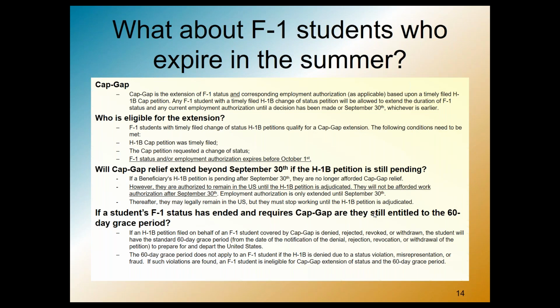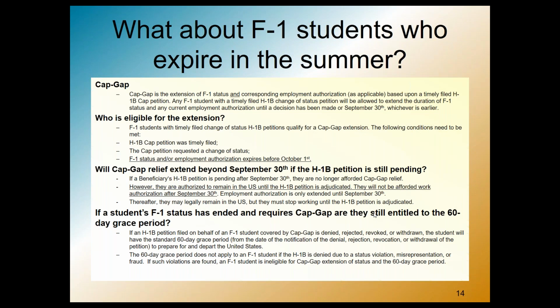So there are situations, and we faced it last year without premium, where you might not have approvals before September 30th. What happens is, as of October 1st, if the case is still pending because of an RFE or if it's still in process, the beneficiary is not afforded CAP gap relief. However, they are authorized to remain in the U.S. until the H-1B is adjudicated. They will not have work authorization afforded to them after September 30th, though. Employment authorization is only extended until September 30th. They can legally remain in the U.S. while the petition is pending, but they must stop working.